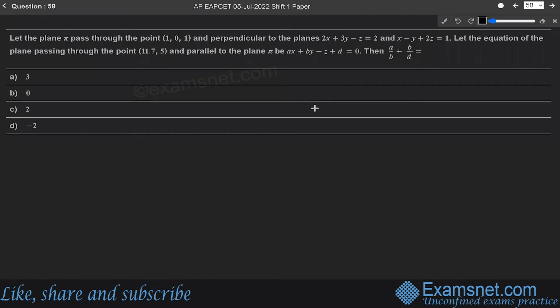Next question is, let the plane pi pass through the point (1, 0, 1) and perpendicular to the planes 2x plus 3y minus z is equal to 2 and x minus y plus 2z is equal to 1. Let the equation of the plane passing through the point (11, 7, 5) and parallel to the plane pi be ax plus by minus z plus d is equal to 0. The equation is given which is ax plus by minus z plus d is equal to 0. We have to find the value for a upon b plus b upon d.